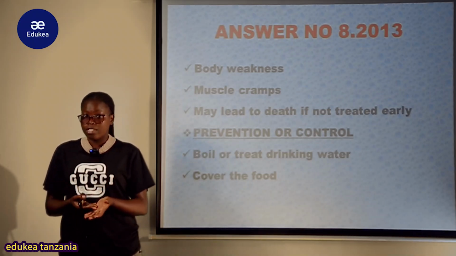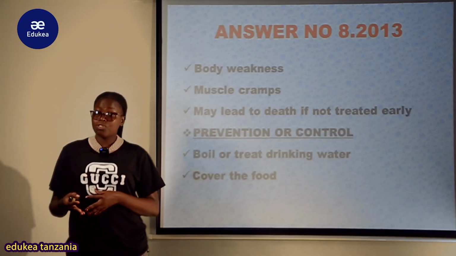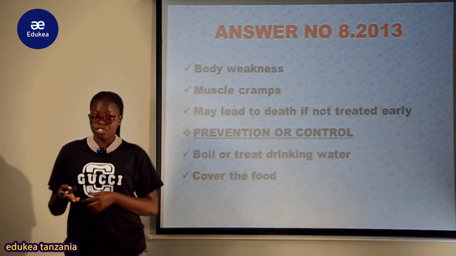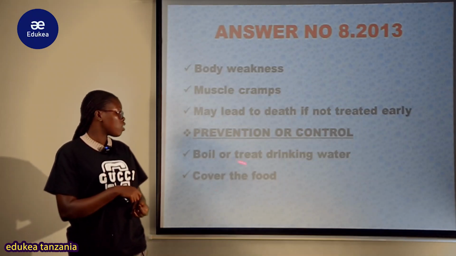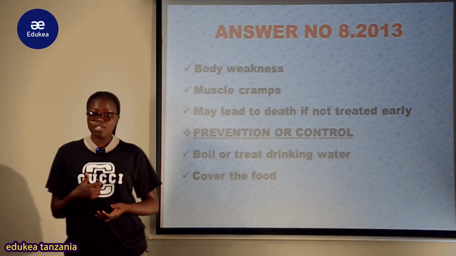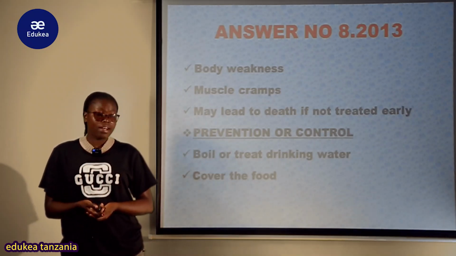This is because of the mode of the transmission, which is by ingesting contaminated food and water. And the main source is the poor sanitation hygiene. So the prevention or control of the cholera is by boiling or drinking water. Make sure that you drink the treated water or boiled water so as to kill this bacteria.